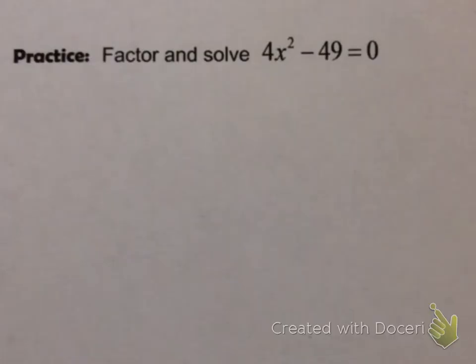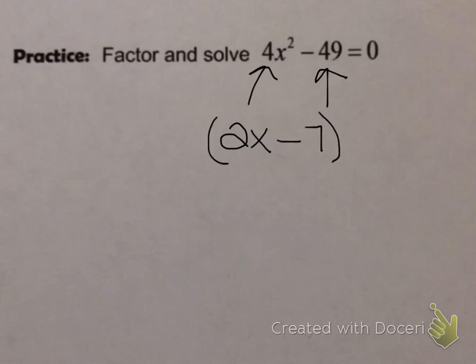Same thing on this one. I'm looking for a perfect square in both numbers there. 4x squared is a perfect square. It square roots to 2x. 7 is the square root of 49. And then in order to get those two terms to cancel in the middle, one of them has to be negative and one of them has to be positive.